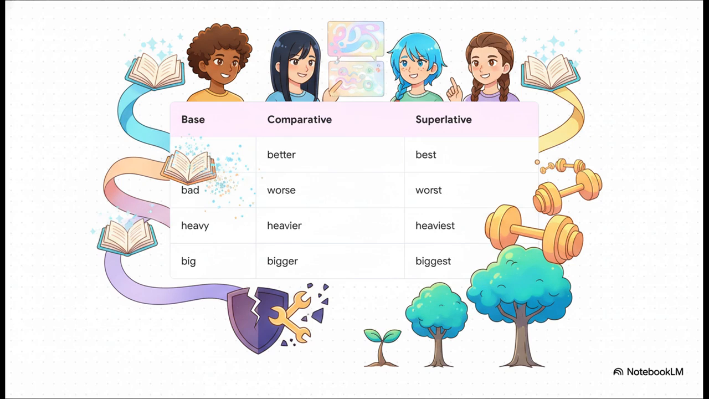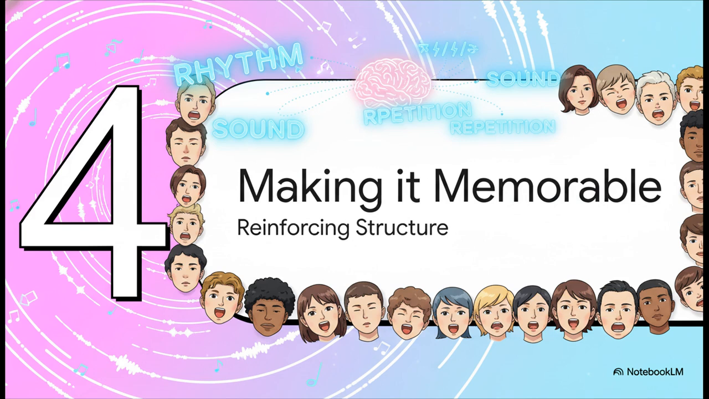And the lesson doesn't just stop with the easy stuff. This chart shows how it gives students the whole system, including those tricky irregular forms like good, better, best. And this is so critical because it gives them a complete toolkit for making comparisons out in the real world. So, here's the big question. How do you get all these new rules and words to actually stick in someone's brain? Well, you can't just repeat them over and over. The lesson uses some really powerful techniques to make the material memorable, like songs and chants.